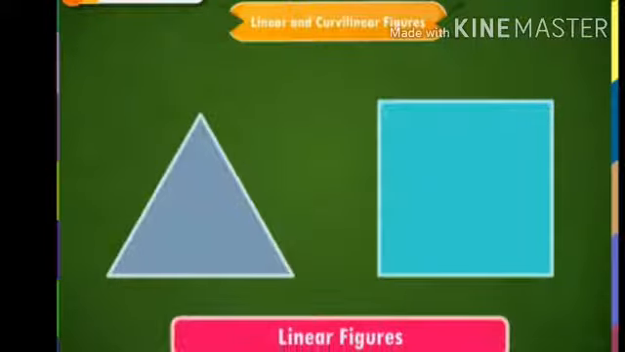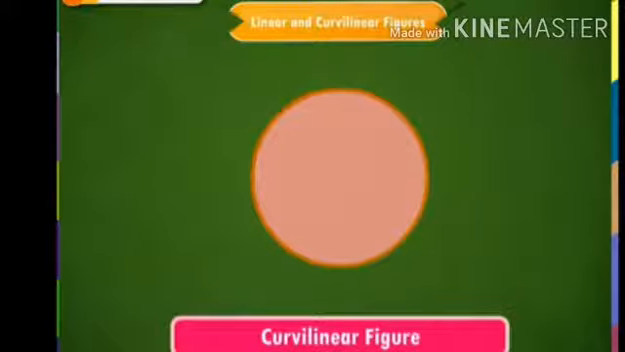Linear and curvilinear figures. If the boundary consists of straight lines, then the figure is called a linear figure. In a closed figure, if the boundary consists of curved lines, then the figure is called a curvilinear figure.